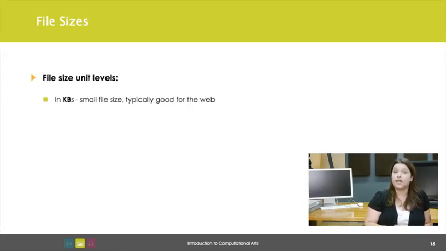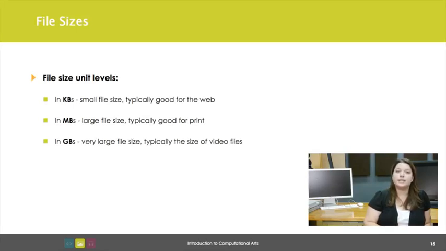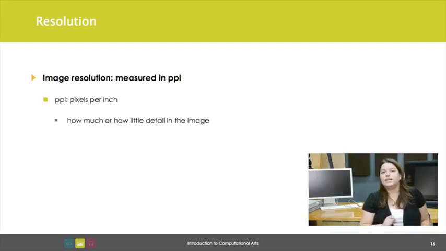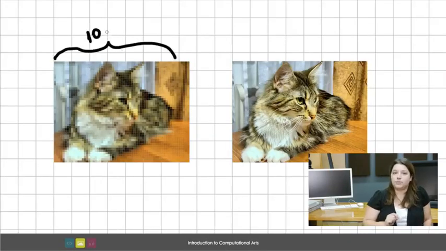Sizes in kilobytes, that's a small file size and it's typically good for the web. In megabytes, large file size, typically good for print. In gigabytes, that's a very large file size, typically the size of video files. Image resolution is measured as pixels per inch, PPI, which indicates how much or how little detail is in the image.